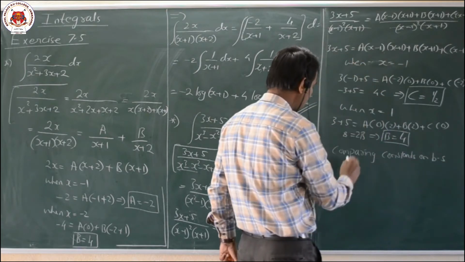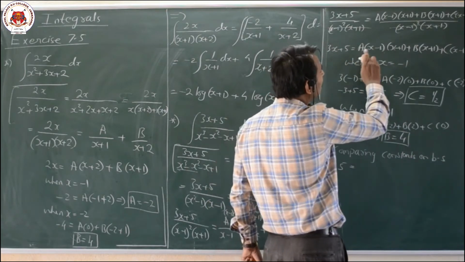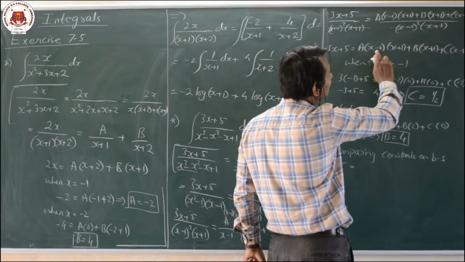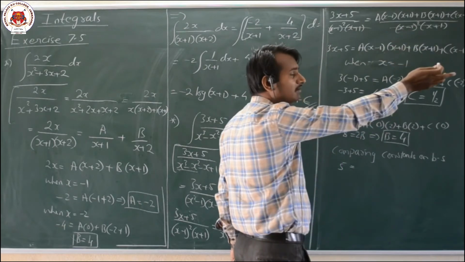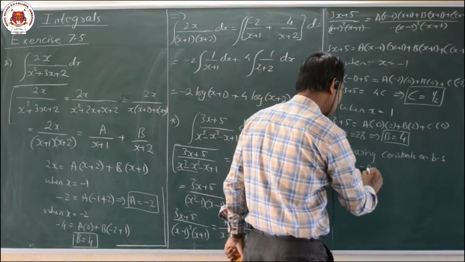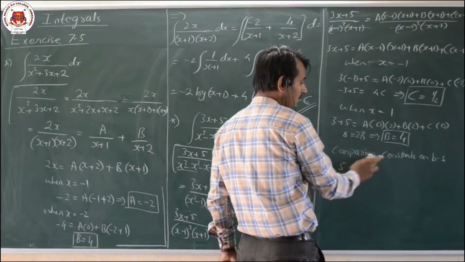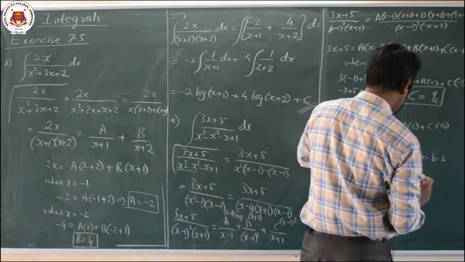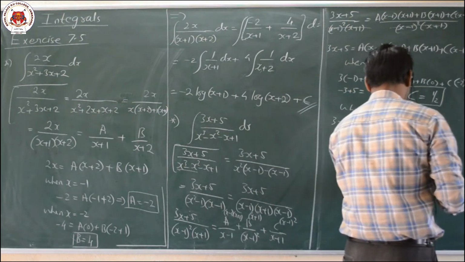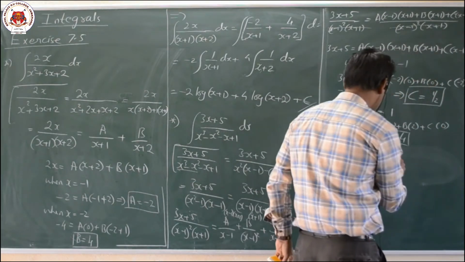So here, what is the constant? Five equals... if I multiply these two things, minus 1 into plus 1, ultimately we get minus 1. That implies we are having here minus a. Why? Because here we are comparing the coefficients of the constants on both sides.